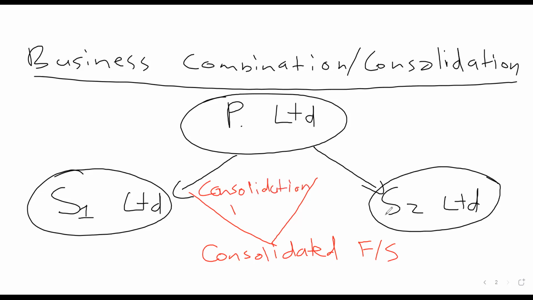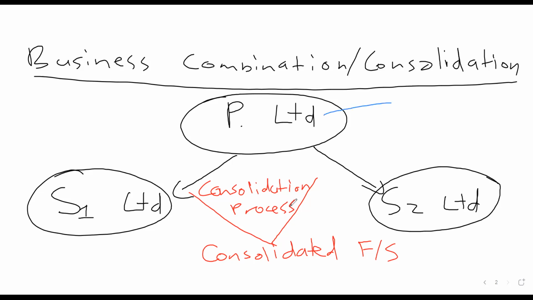So I'll call this the consolidation process. During the consolidation process, what is happening is that you have the individual financial statements of all these three respective organizations, right? So when we now produce consolidated financial statements, we are looking at their individual financial statements. What do I mean when I say we are looking at their individual financial statements?